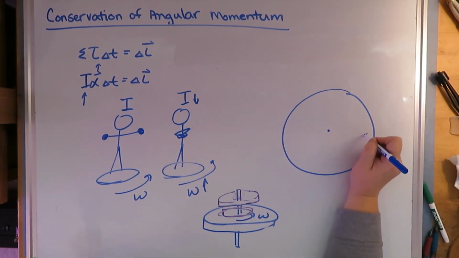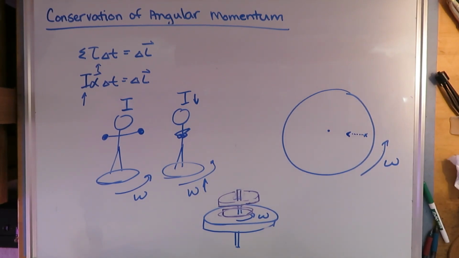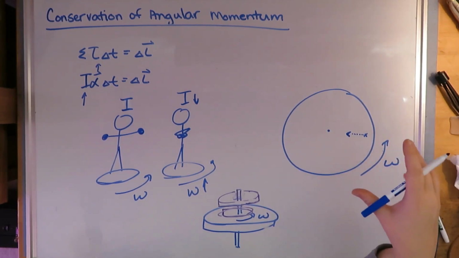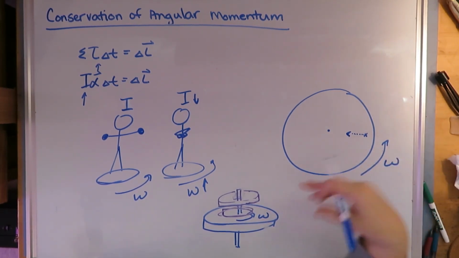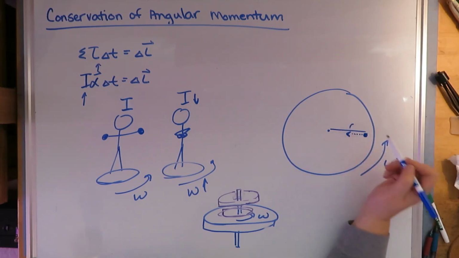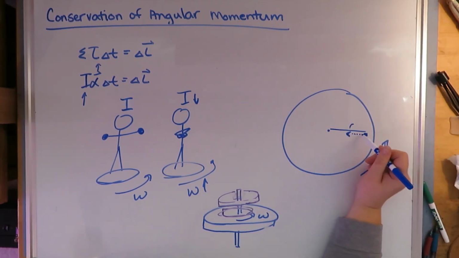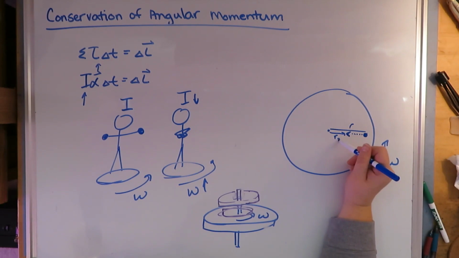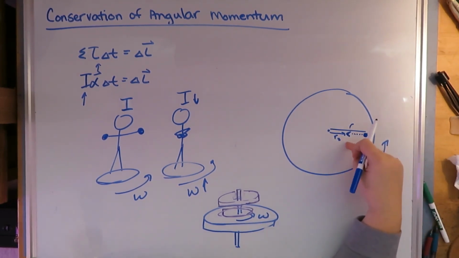If I were to walk towards the center, just the act of walking towards the center is going to change the speed at which this platform rotates. That's because you can treat yourself standing out here as a point mass, which has some rotational inertia based on this radius. As you get closer, your new radius is smaller, so you're decreasing your moment of inertia.